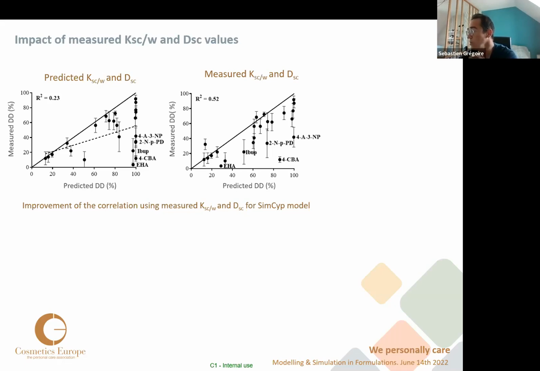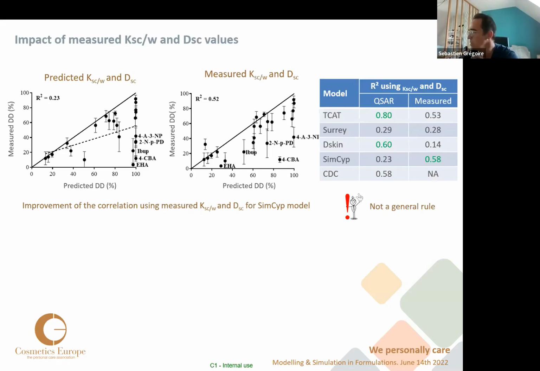Here, for one model, we saw the impact of the difference between predicted and measured partition and diffusion coefficient. It was a SimSip model, and we can see that for this model we improve the overall correlation. Nevertheless, it cannot be seen as a general rule, because here are reported the correlation coefficients for the different models, and depending on the model, sometimes it doesn't improve the correlation, as for the Surrey model, and for some others it could be better to use predicted rather than measured coefficients.